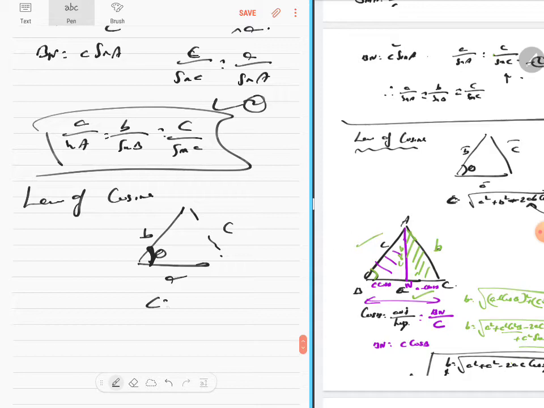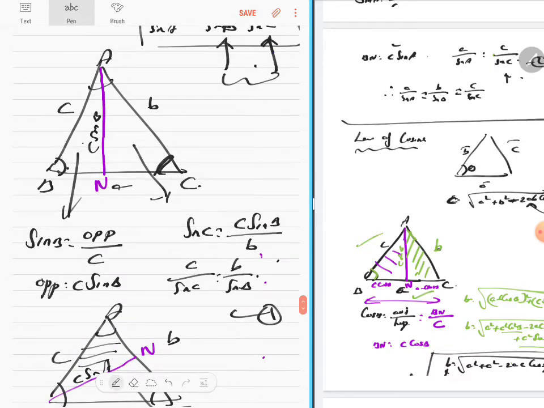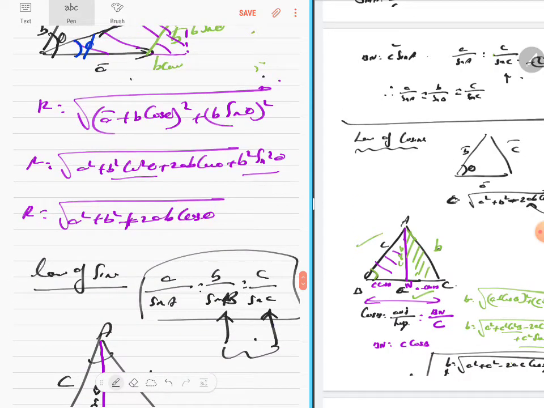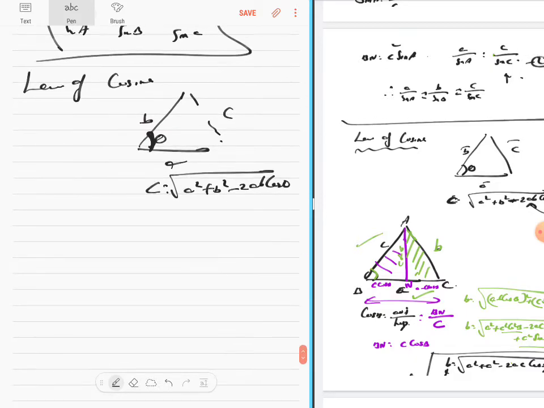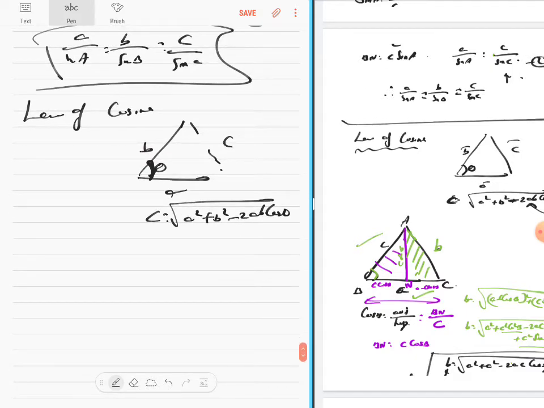And the formula will be C is equal to root of A square plus B square minus 2AB cos theta. Unlike the parallelogram law, where it was with a plus, the same kind of formula but here it is minus 2AB cos theta. So this is the proof I want to find.